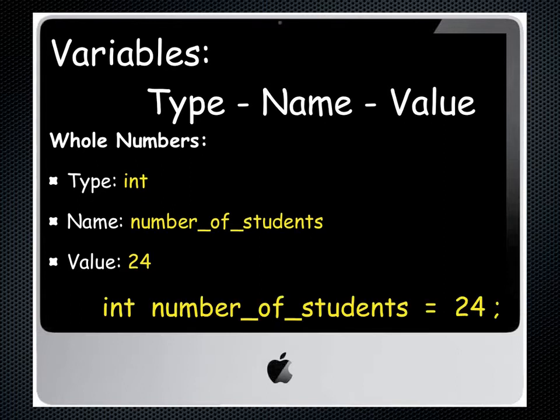And we could declare our variable as follows: int number_of_students = 24; So now we have a place in memory called number of students to store a whole number, and we've placed a value of 24 at that storage location in memory. Note we end the line with a semicolon.